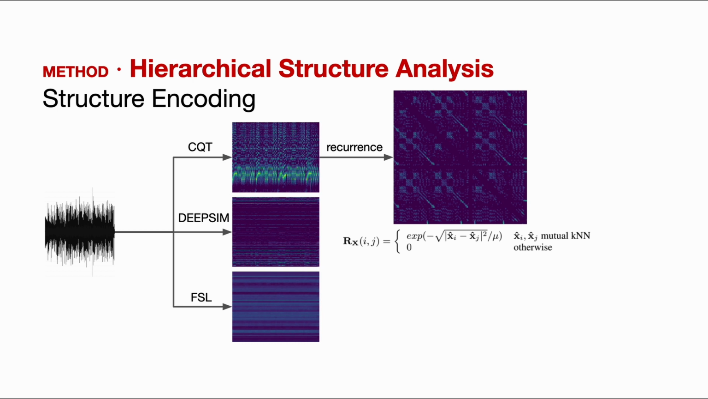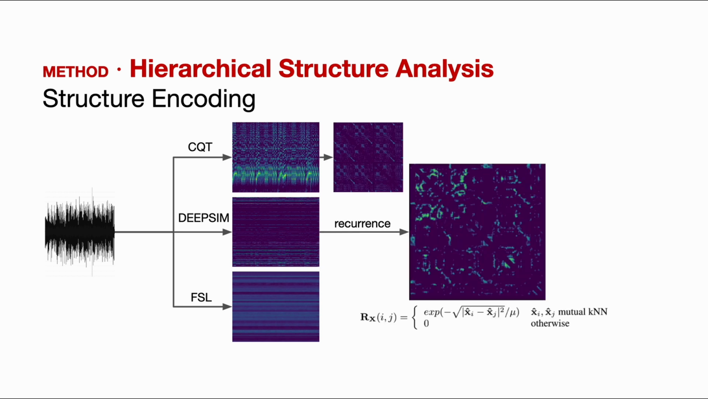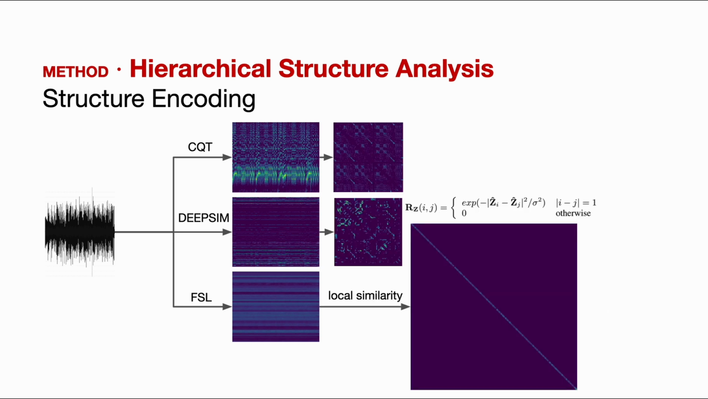From the CQT, we compute a weighted, undirected recurrence graph. A notable difference between this approach and a self-similarity matrix is that only vertices of the graph that are similar enough will be connected. We do the same thing for the deep features. For the few-shot learning embeddings, however, we construct a sequence matrix, encoding the evolution of subsequent frame similarity.